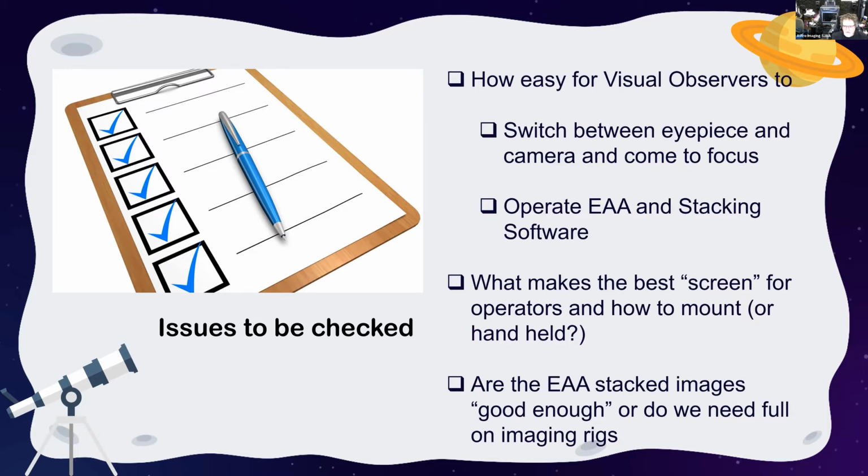Then there's different options for how the operator is going to see the software. So, are they going to bring a laptop, or are they going to use VNC in from a smart device, or am I going to provide a touch screen, or what? So those are some of the things we'll be testing. And then does that need to be mounted somehow on a telescope, or what? And then, yeah, I mentioned, rather than mess with the visual scopes, we could also have some imaging rigs there as well.